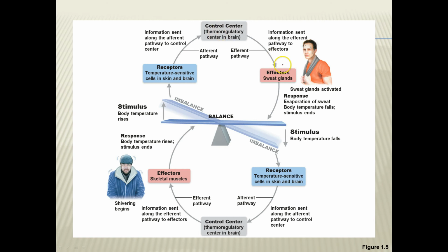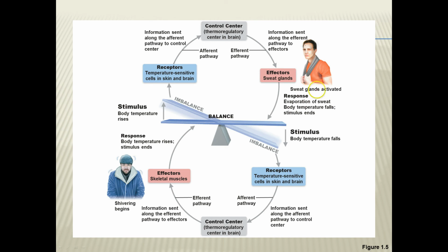So it sends signals also out through nerves. That's going to be an outgoing efferent pathway to the effectors that are going to help correct your increasing body temperature. When your body temperature gets too high, the main effectors are your sweat glands. So they'll start producing sweat, and that gets released onto the surface of your skin, and as it evaporates, it helps cool your body temperature.